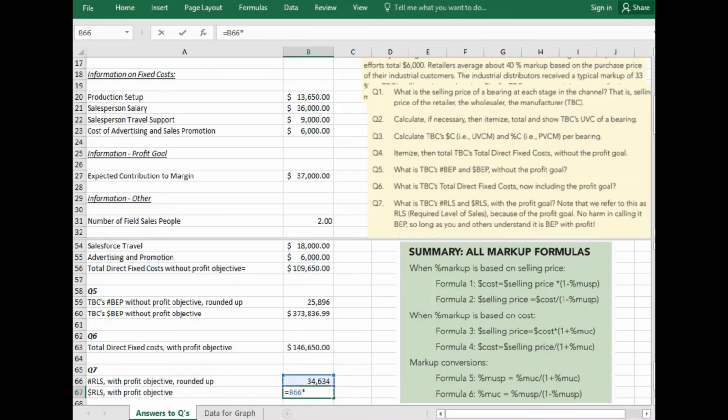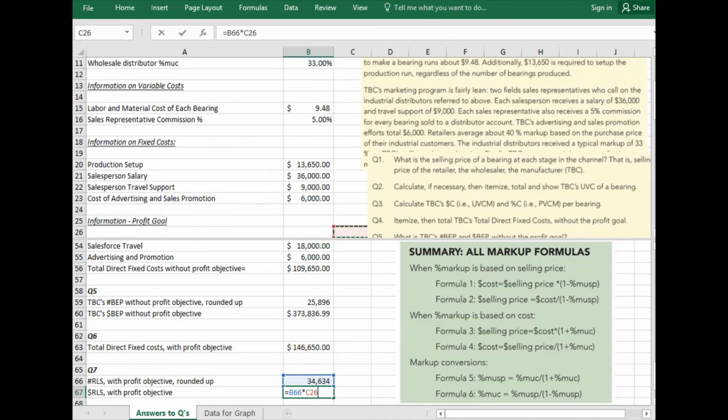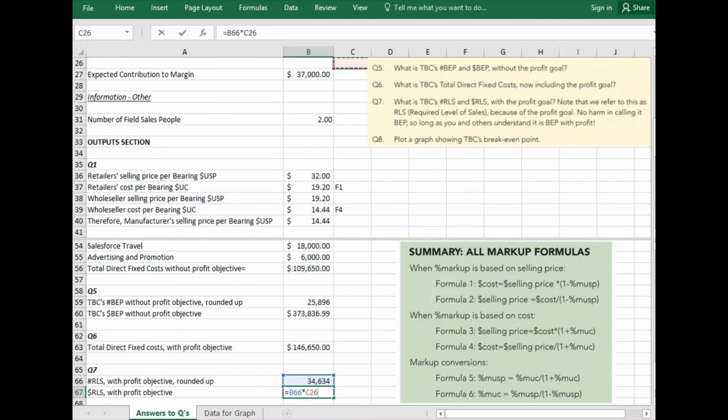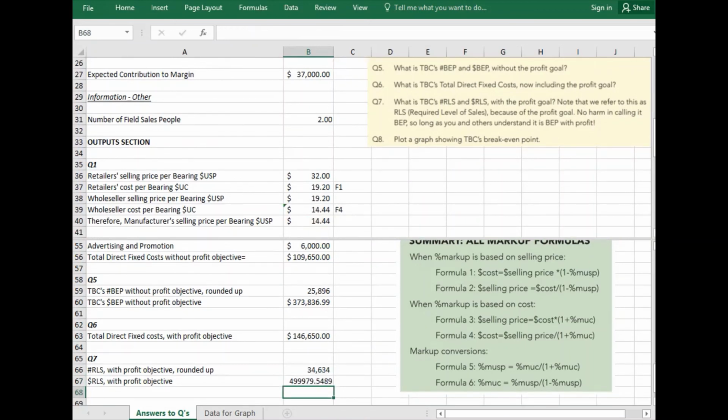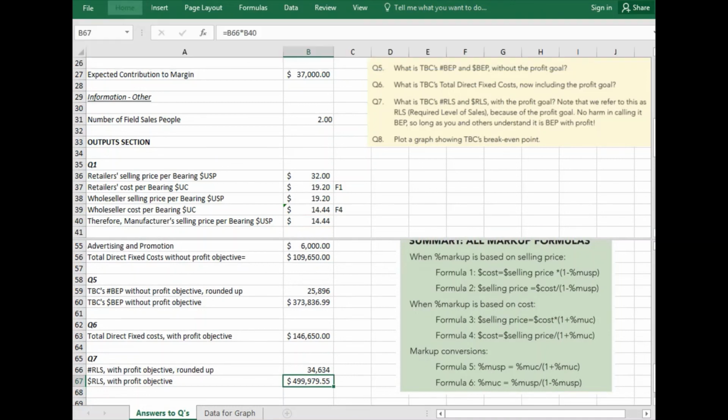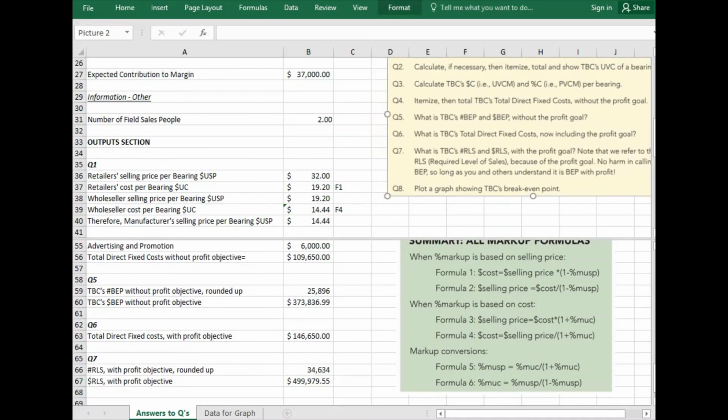Okay. And finally, to determine what is the revised revenue level of sales, that's what RLS means, revised revenue level. Well, clearly the number of units with the profit objective now included times $14.44 gives us a new break-even revenue level of sales to include all direct costs as well as our profit objectives, $499,900.